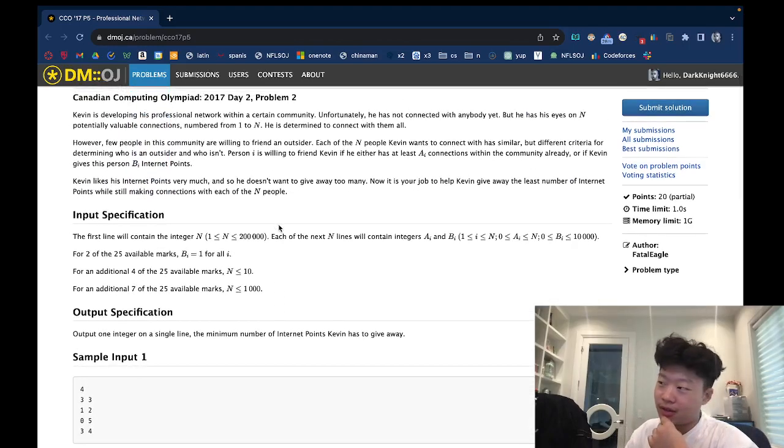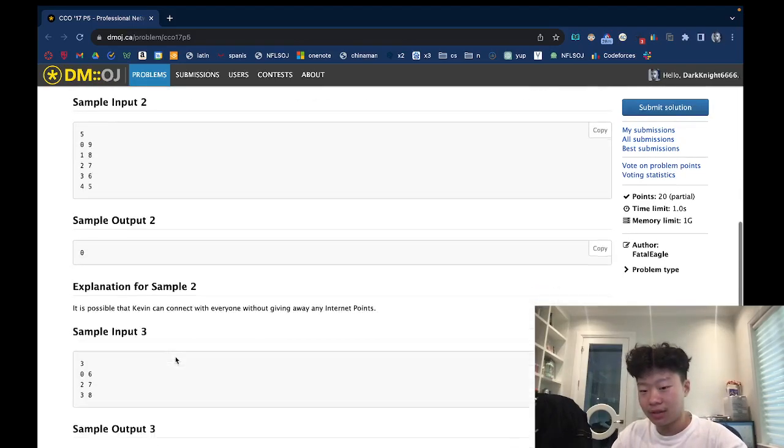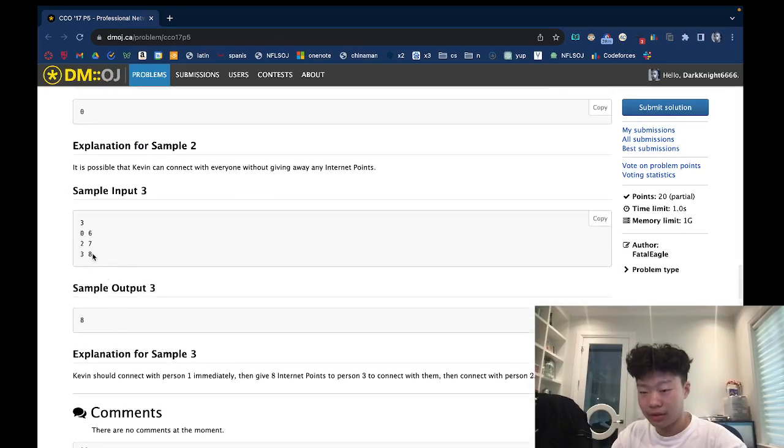For this question, a common pitfall would be to just buy the cheapest people. The problem with that is sample 3. You already have this guy, but if you buy him, then you still have to buy the other guy too. So it's better to buy one and not buy the other, right? So what's going on here? That doesn't really make sense, right?